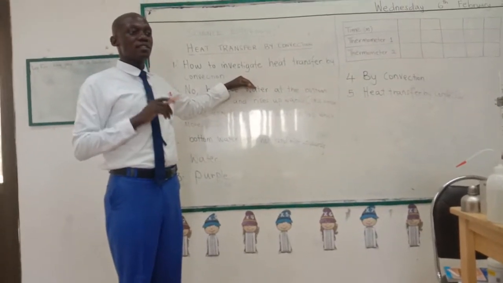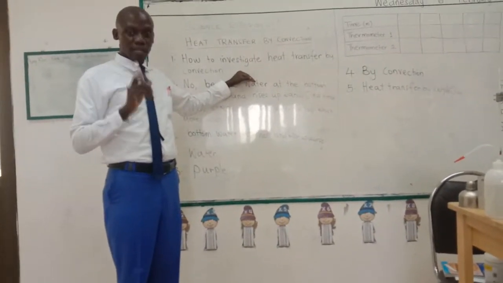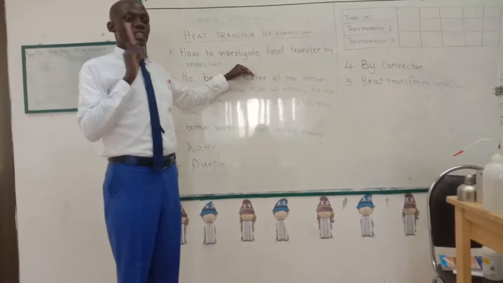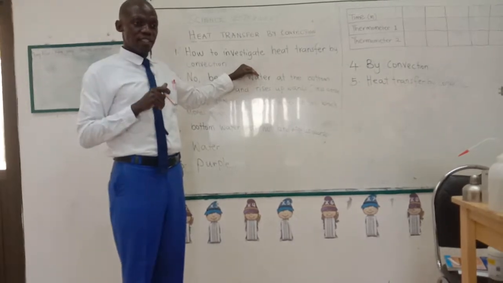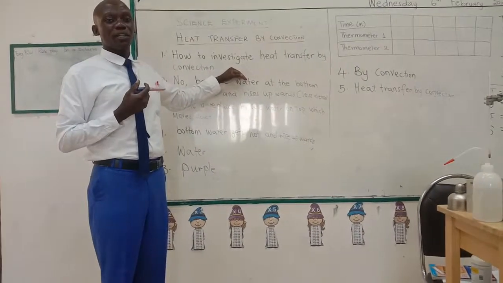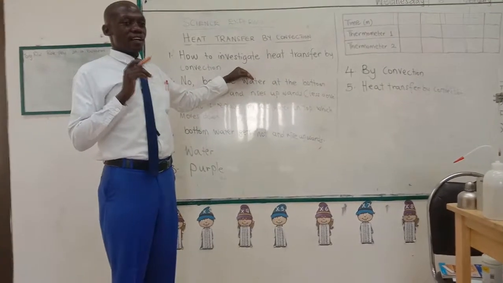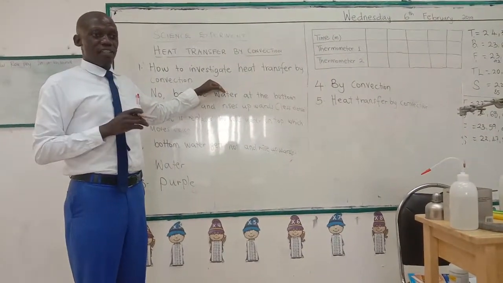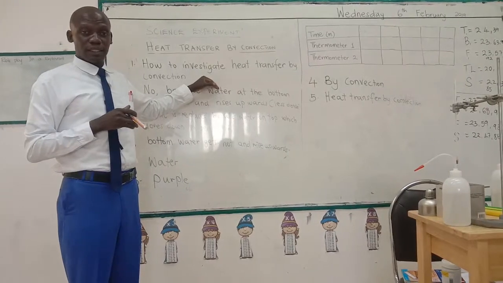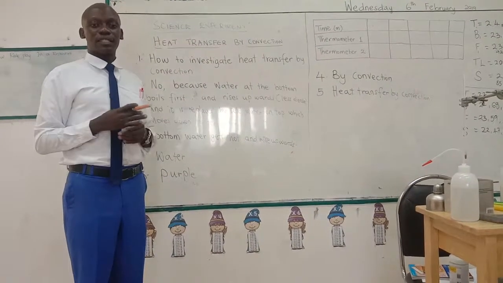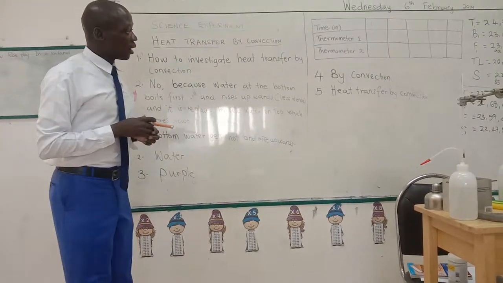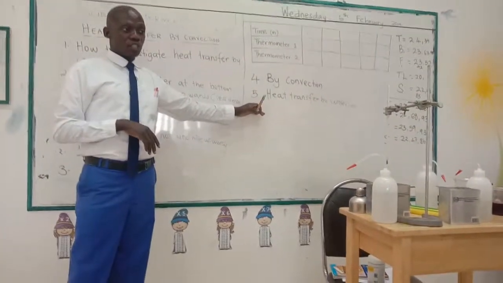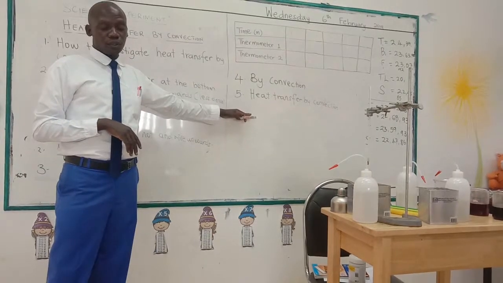Convection is the transfer of heat from high temperature to low temperature in liquids such as water, when boiling water, sea breeze, such as when we are cooking food. All liquids do the convection process when they are getting hot.